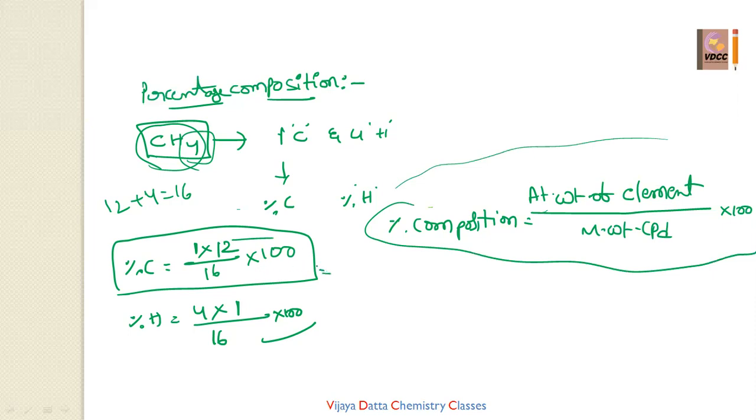Suppose we calculate 12 by 16 into 100. 12 by 16 is nothing but 3/4, since 4 threes are 12 and 4 fours are 16. 3/4 part of 100 is nothing but 75%. Then 4 by 16 is nothing but 1/4 part of 100, which is 25%. So the percentage composition of carbon is 75% and of hydrogen is 25%.